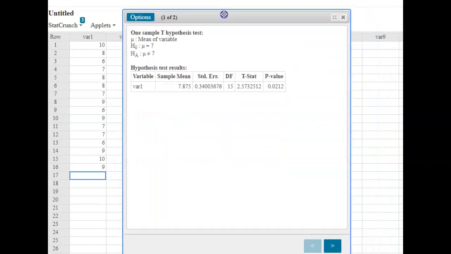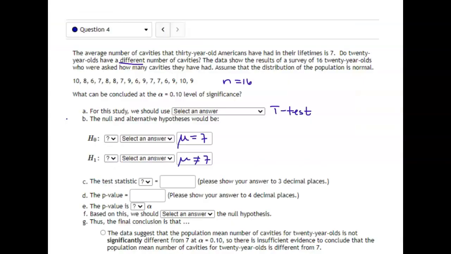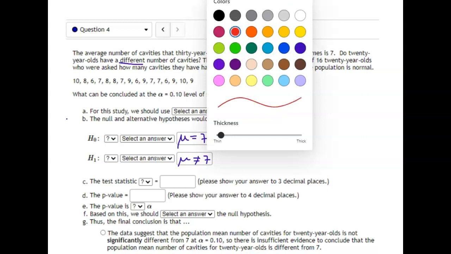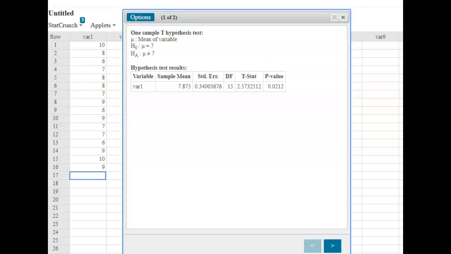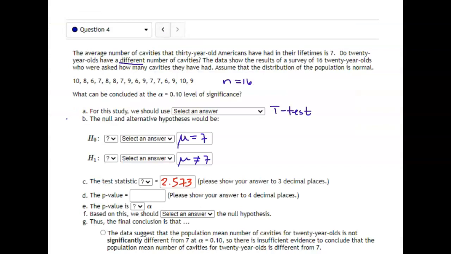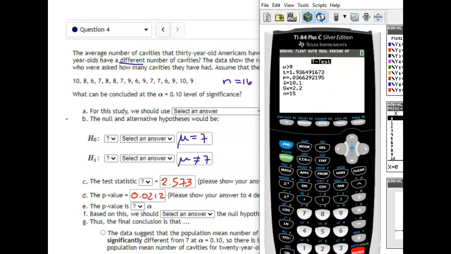Right, so we get this information here. That gives us the t-statistic and the p-value. So we have our t-statistic, 2.573, and our p-value is 0.0212. Okay, before we draw a conclusion, let me show you how to do it in the calculator. So let me quit this.